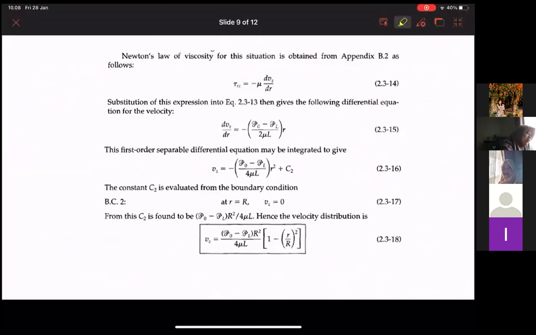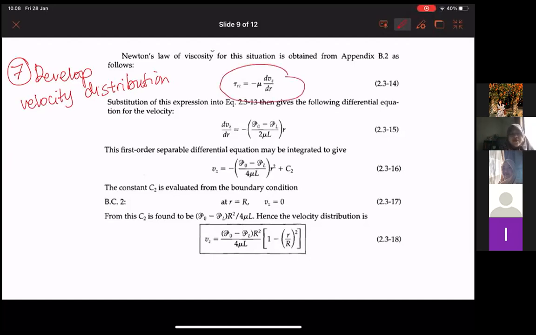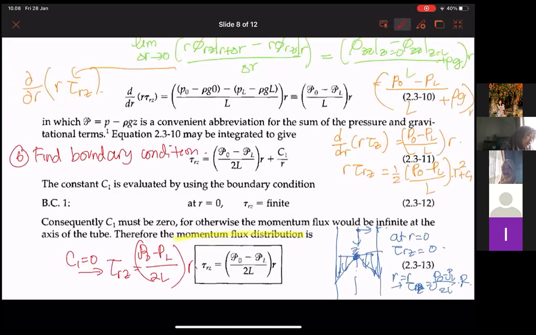So number 7, I will ask you to develop the velocity distribution, and how you are going to do that is by applying Newton's law of viscosity to the tau rz. So first you have tau rz equal to (P0 minus PL) divided by L, multiplied by r.